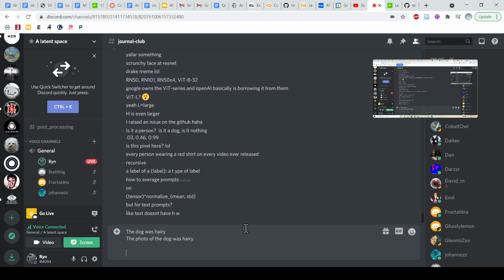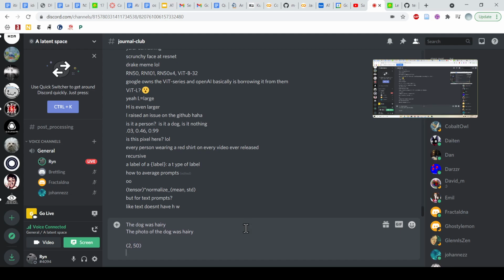They would be spat out of the text encoder as a tensor of shape 2, and then depending on the version of CLIP you're using, I think it would be like 50 or something as the number of numbers that is used to represent each sentence. So you have 2 by 50, and that's the shape of it, which would look like 2 lines of numbers, which are both 50 numbers long. So in fact, let's do an example of how that looks.